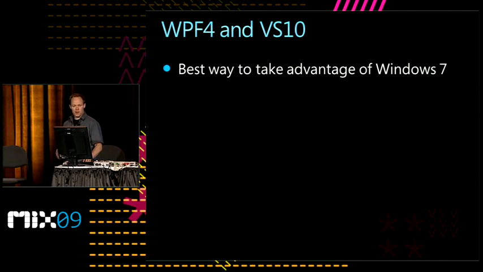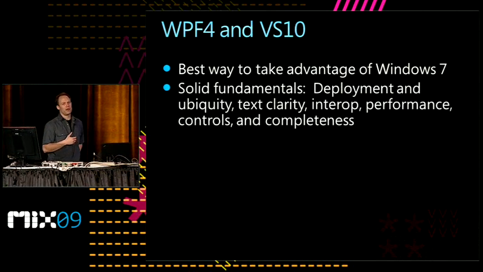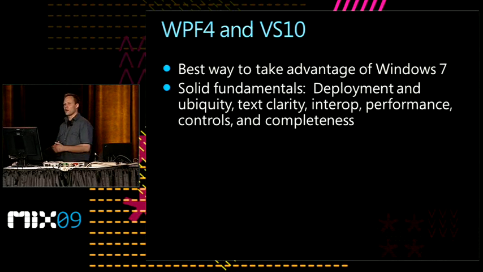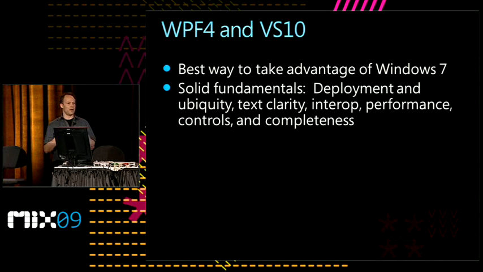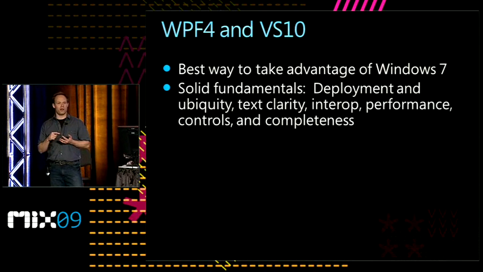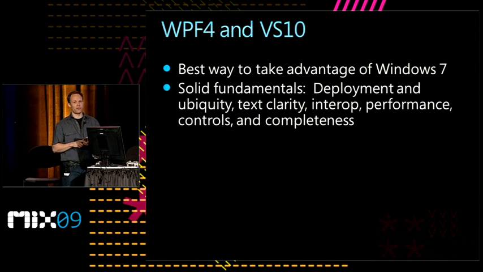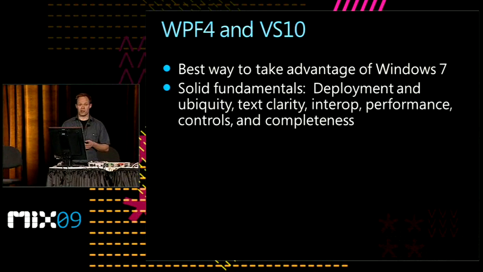Okay, so that pretty much wraps up what we have for WPF4. It's the best way to take advantage of Windows 7 with multi-touch and the taskbar and so forth. We've really gone to a lot of trouble to make sure that you can write great WPF applications and Windows 7 applications easily from WPF. We've done some really solid work around fundamentals with deployment and text clarity and cache composition and accessibility and a bunch of other things, which we didn't have time to go into, but we'll be blogging about those and putting videos up on Channel 9 in the next several weeks.